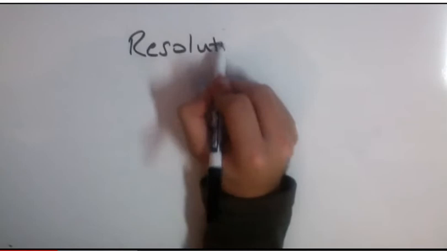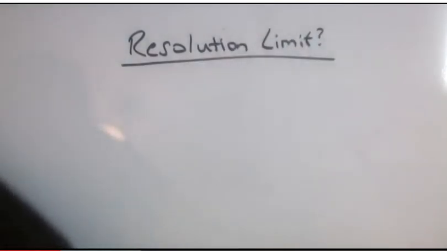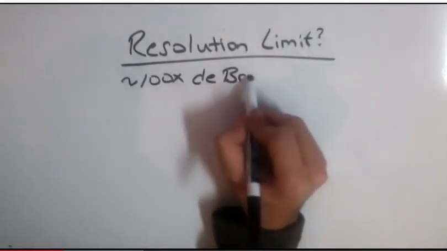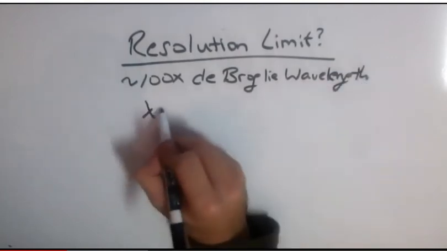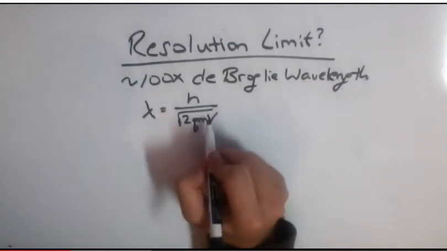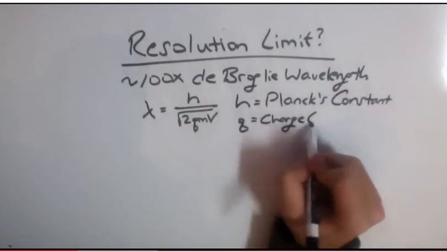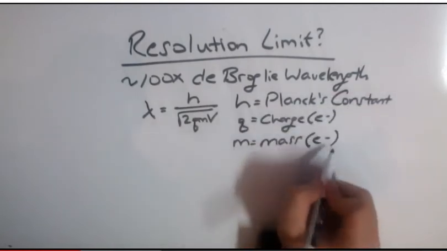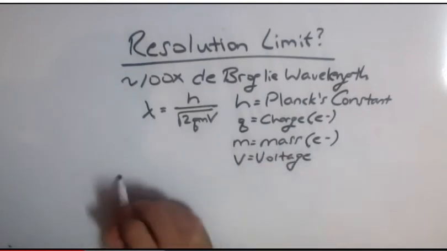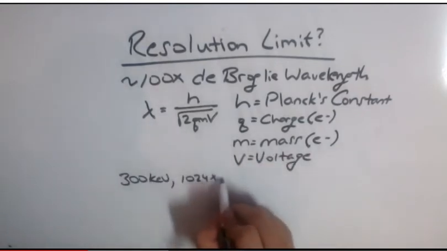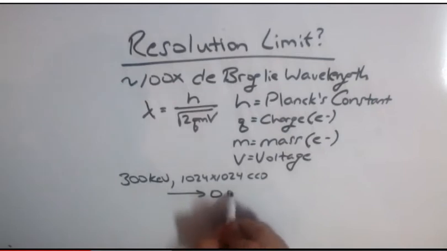How small can we see with HRTEM? We can see down to 100 times the de Broglie wavelength, which is the Planck constant divided by the square root of twice the product of the electron charge, mass, and voltage. For a 300 kiloelectronvolt HRTEM recorded on a 1024 by 1024 CCD sensor, you can image features as small as a fifth of a nanometer.